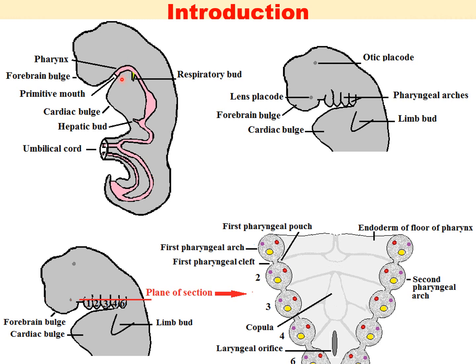The arches appear by the 5th week of intrauterine fetal life, and they form a characteristic feature of the embryo at this stage, like this. Each arch is formed of a core of mesoderm covered by ectoderm from the outside and endoderm from inside, separated by depressions. The depressions or grooves on the outer side are called clefts, and on the inner side are called pouches.